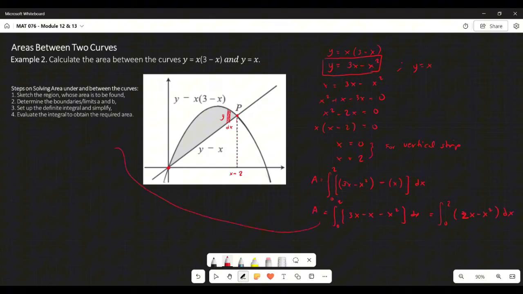So, proceed ko lang dito, class. So, area is equal to integral of 2x dx is 2x squared over 2 minus x cubed over 3 from 0 to 2. So, cancel lang yan. So, A is equal to x squared minus x cubed over 3, 0 to 2. So, hindi na natin gagamitin yung 0 kasi alam naman natin na 0 lang din yung kalalabasan. So, therefore, our area will be equal to 2 squared minus 2 cubed over 3. Simplify, you will have 4 over 3 square units.